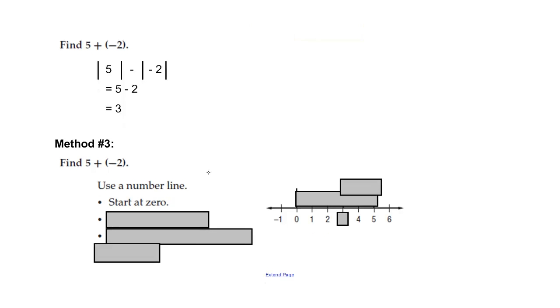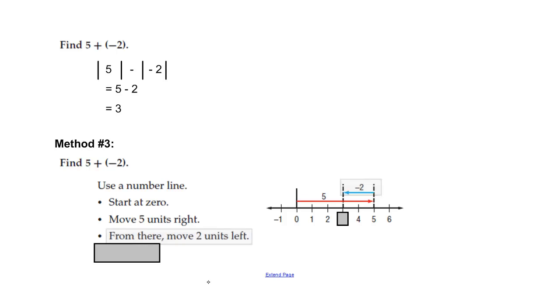Method number 3, using the number line. Starting at 0 again. 5 is a positive number, so we are going to go to the right 5 units from 0. So here we go on the red line over to +5. Then we're going to add a -2. Now 2 is negative, so that will go in the left direction from 5. So we're at 5, and now we're going to turn around and go the other way.